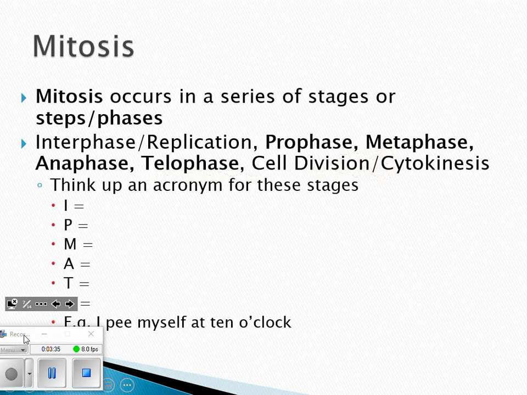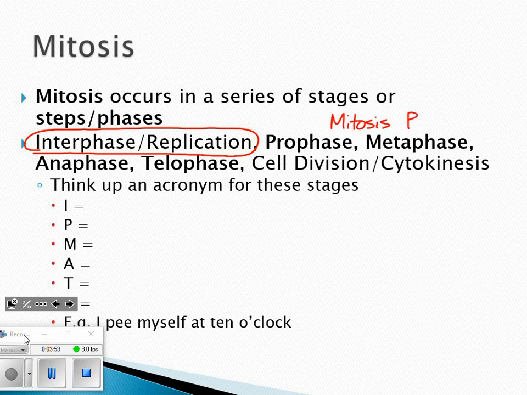Mitosis occurs in a series of stages. Interphase is the growth and replication phase, but the phases of mitosis are often abbreviated PMAT. P is for prophase, M for metaphase, A for anaphase, and T for telophase. And then that last step is when we actually divide the cell into 2.